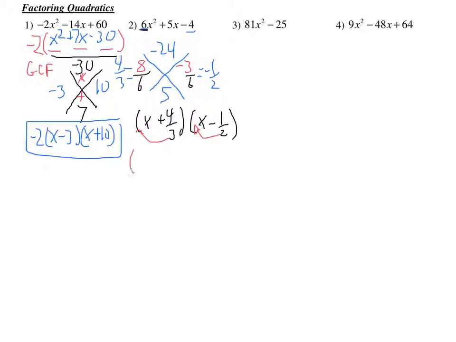So your actual factored form would be 3x plus 4, and the 2 comes in front of there, so 2x minus 1. Again, this process does not make a lot of sense, but it works. Reminder, we multiply top and bottom. The 5 goes to the bottom. We do our normal diamond.